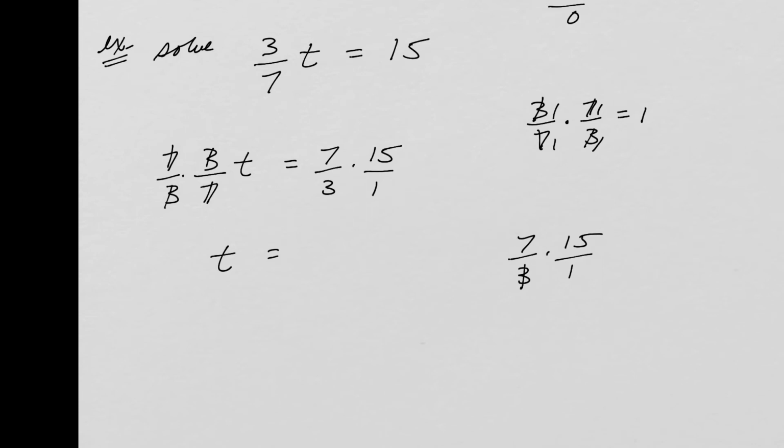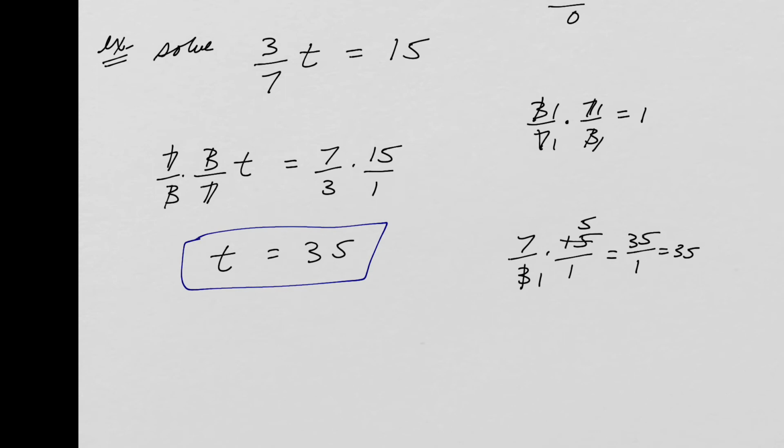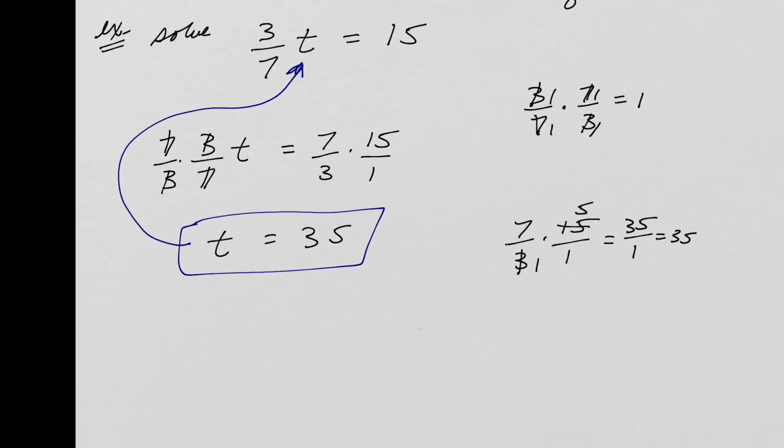In fact, we can simplify a little bit, right? 3 goes into 3 once. 3 goes into 15 5 times. 7 times 5 is 35 over 1 times 1, which is just 35. So t is equal to 35. How do we know if that's true? You could plug it back in to the original equation. Here, let's do it. Let's check it. So 3/7, this will be a check.